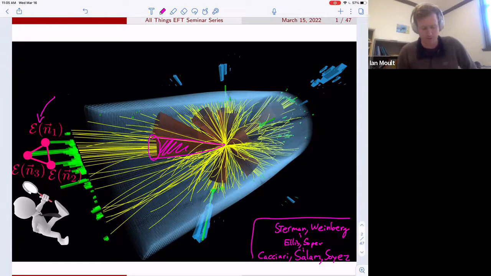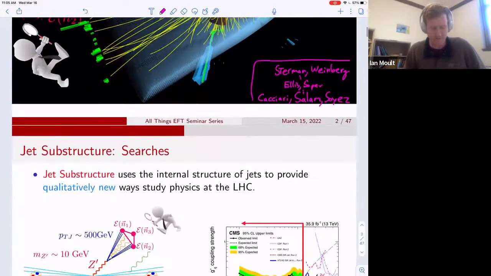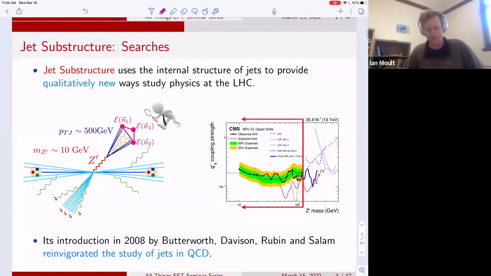And so you can ask, why would you want to do this? The reason why this was originally brought to the forefront is something called jet substructure. This uses the internal structure of jets to provide new ways to study physics at the LHC. Since the experimentalists just see the spray of energy at infinity, if you want to understand what's going on internally at the microscopic level, for example, if you produced some new particle, one of the ways you can do this is to study in detail the structure of the energy flow and to identify cases where it looks different from QCD.